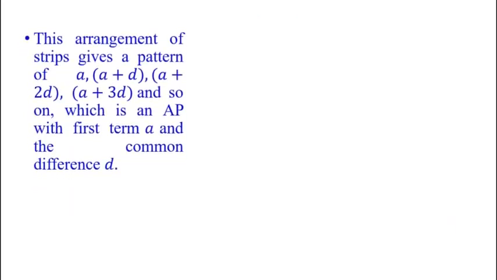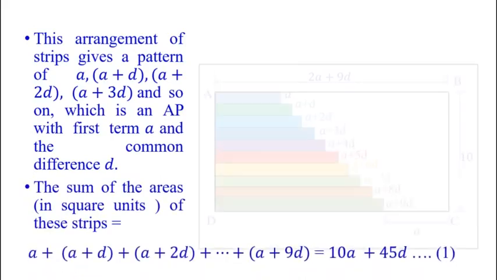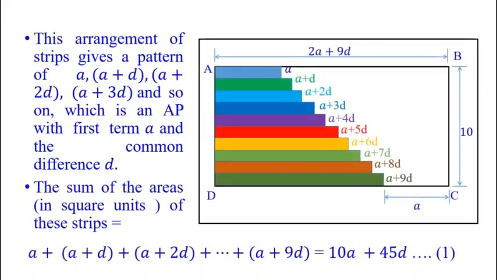This arrangement of strips gives a pattern of a, a plus d, a plus 2d, a plus 3d, and so on, which is an AP with the first term a and the common difference d. So here the sum of the areas of these strips in square units is a plus a plus d plus a plus 2d plus up to a plus 9d, that is equal to 10a plus 45d. Equation 1.